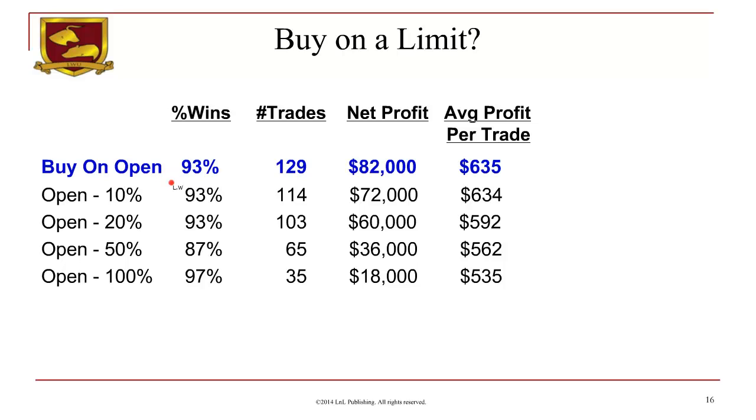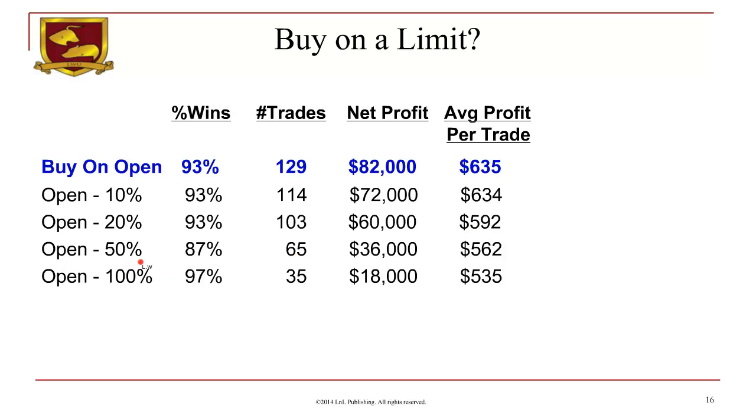If I buy on the opening in this system we're talking about, 93% of the trades win, and the average profit per trade is $635. If I buy on the opening minus 10% of yesterday's range, I want to buy a little cheaper, right? I'm going to let the market pull back. Buy on the pullback, I have fewer trades and I make less money. If I wait for a 20% pullback from today's opening of yesterday's range, my accuracy is still good, but now I've lost $22,000 I could have made had I bought on that opening. And my average profit per trade is now wobbling and drifting and falling away.